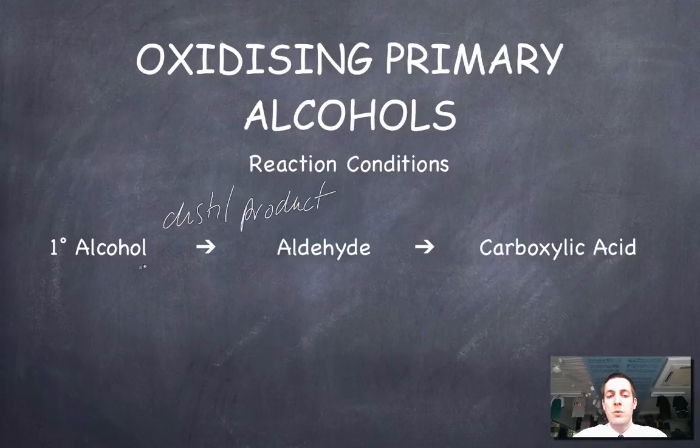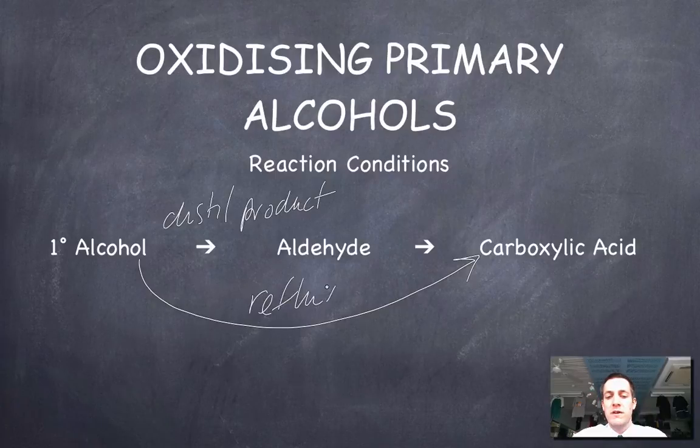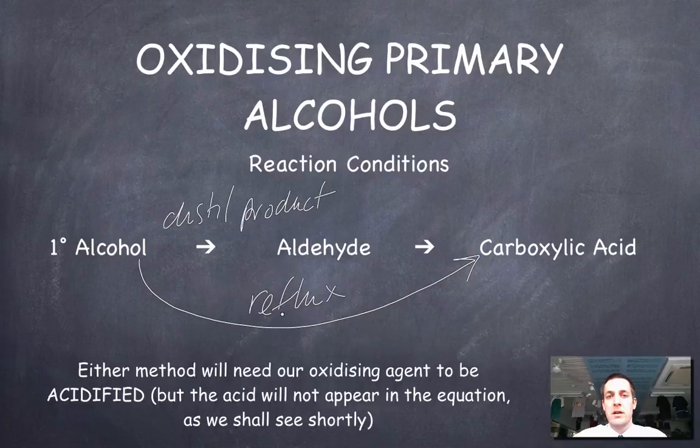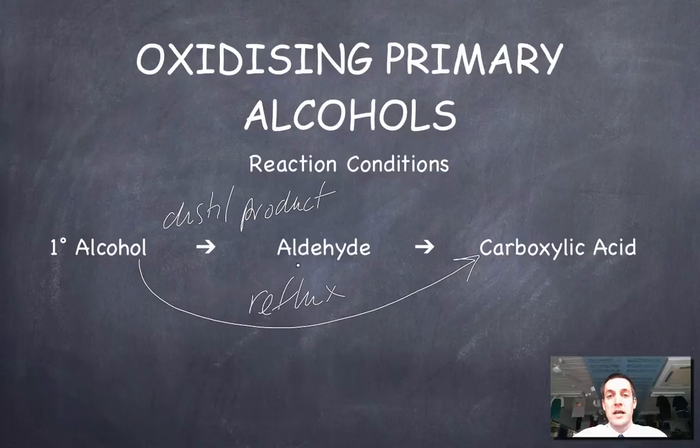Okay, if you want to turn your alcohol all the way into the carboxylic acid, then you need to carry out what is called a reflux process. Okay, and this is where any escaping vapors are basically condensed and they fall back into the reaction mixture. So any aldehyde that forms and tries to escape from your flask will condense, fall back in, come into contact with more oxidizing agent and be oxidized all the way to a carboxylic acid.